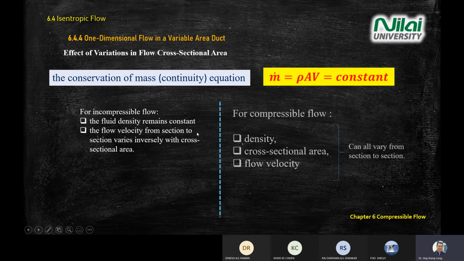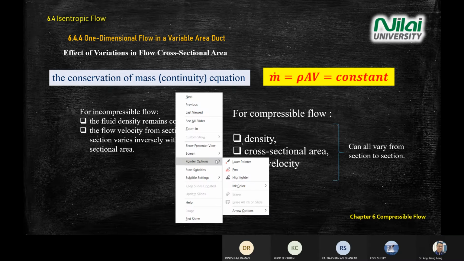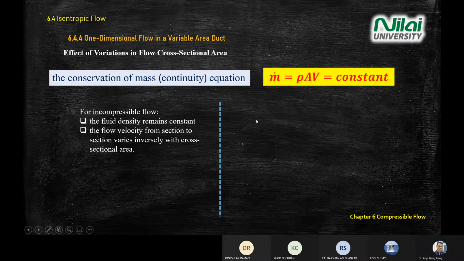So I give you some comparison side by side, as you can read from the slides itself. On the left-hand side, for incompressible flow, density will be constant because you cannot compress it. So density will be the same. Velocity from one section to another will change inversely with cross-section area. What does it mean? Okay, let me go back to this one.